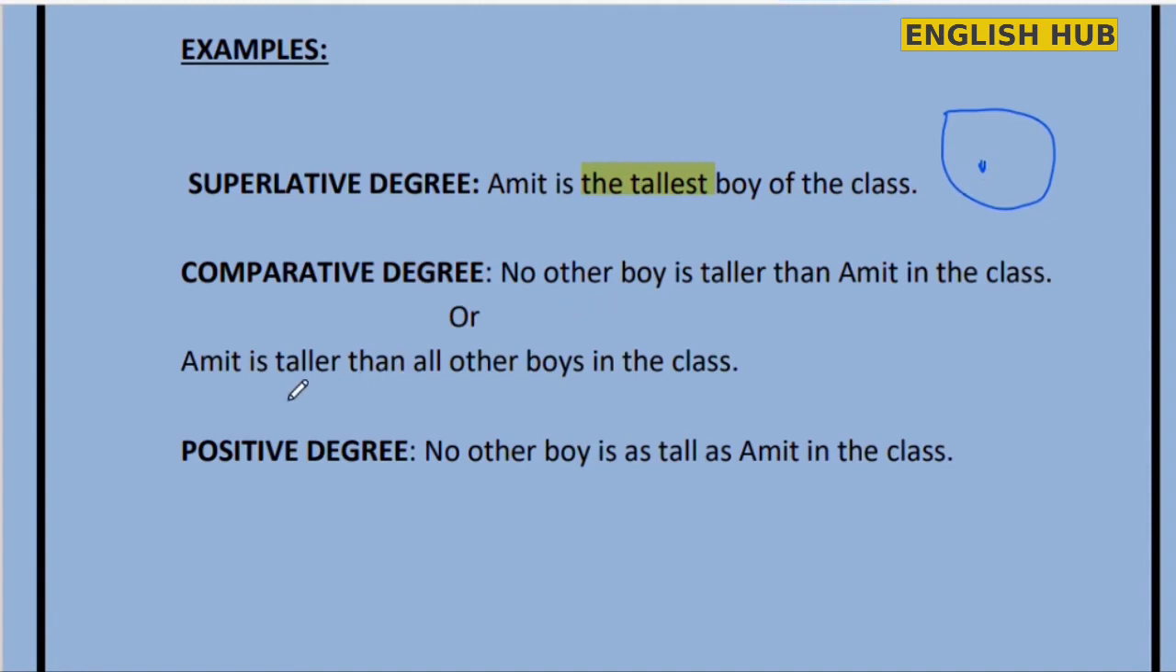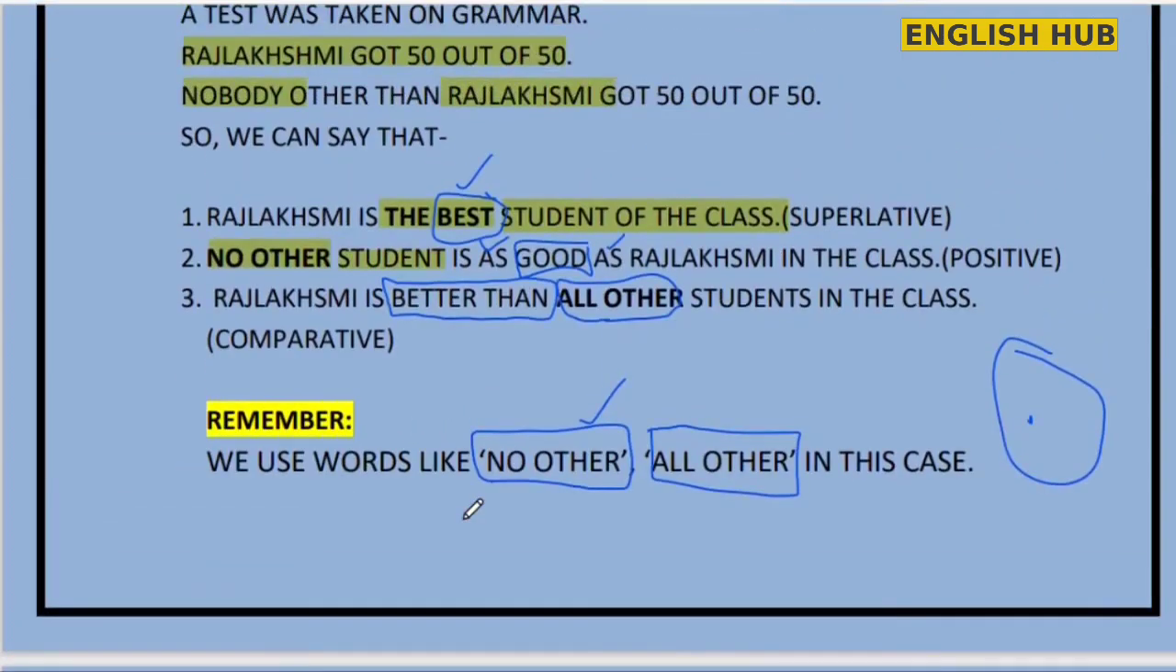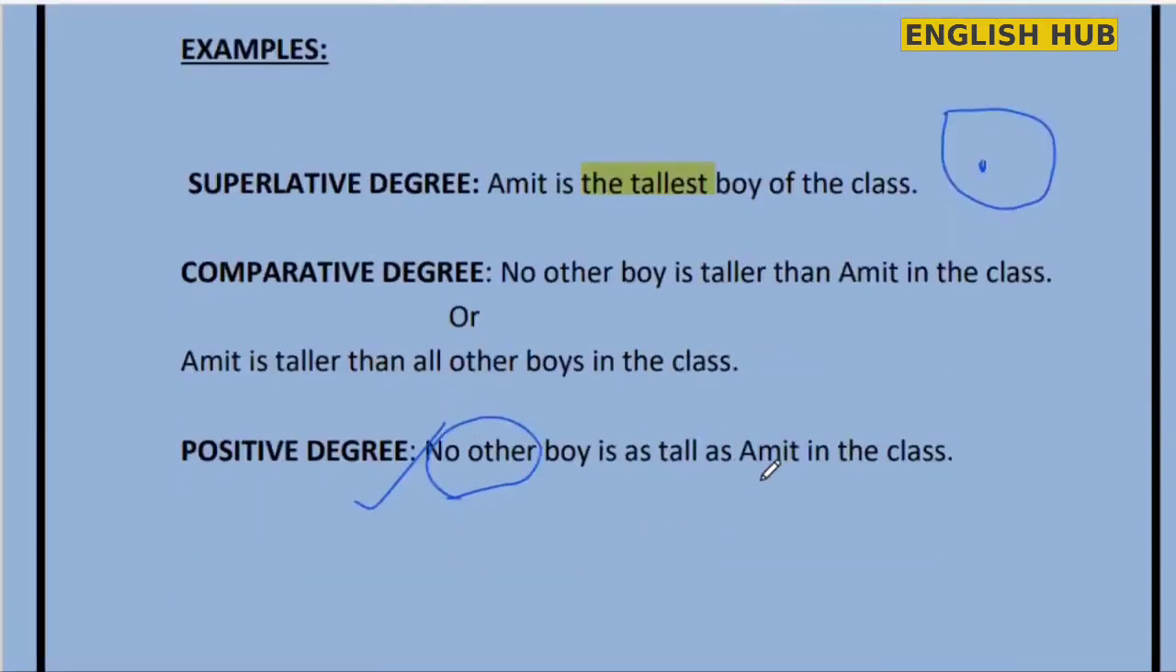That is why in the positive degree, we can write that no other word, as we have read in the last case. Remember, no other and all other. So over here in the positive degree, we are using no other boy is as tall as Amit. In case of comparative degree, if we are told to start with no other, then we can write no other boy is taller than Amit, same way. Or if we are told that you have to start the sentence with Amit, then we can place it in this manner that Amit is taller than how many boys? Amit is taller than all other boys.